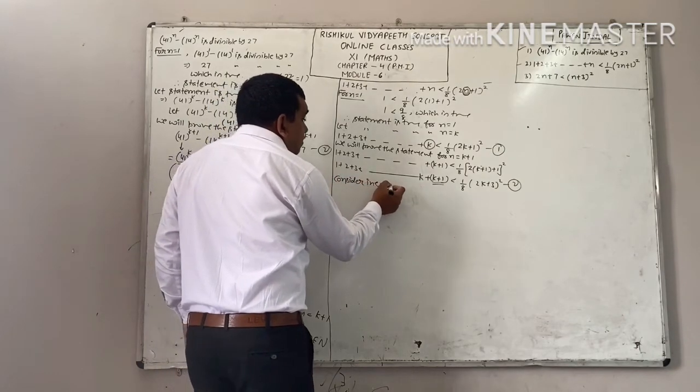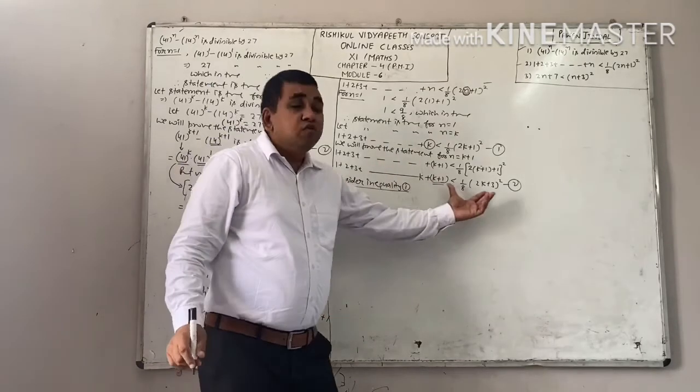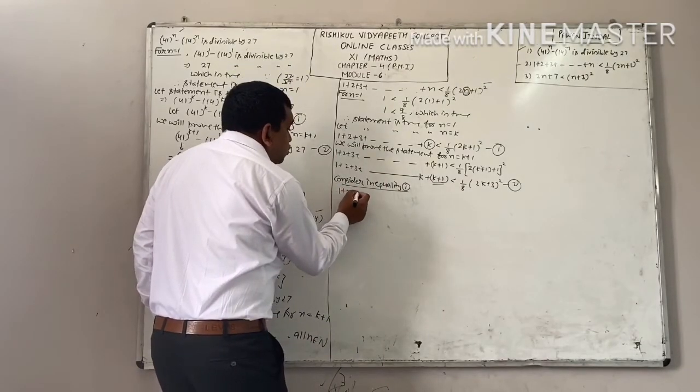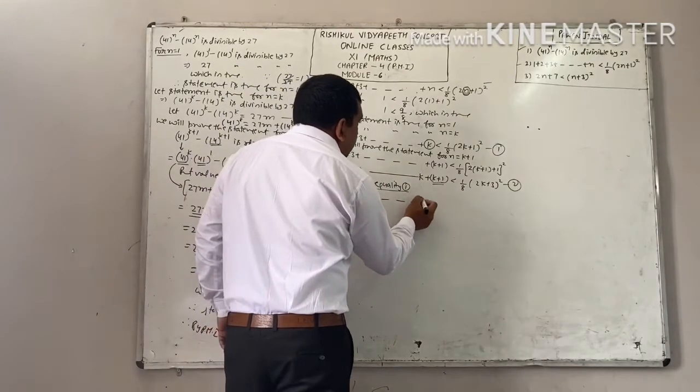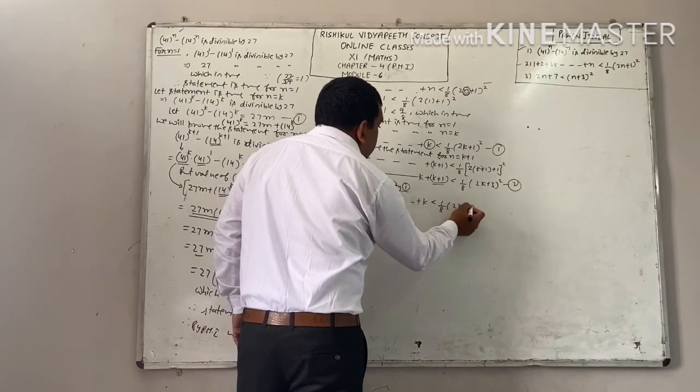Consider inequality 1. By taking inequality 1, we will prove this second equation. Now see here, 1 plus 2 plus 3 plus up to so on k is less than 1 by 8 into 2k plus 1 whole square.